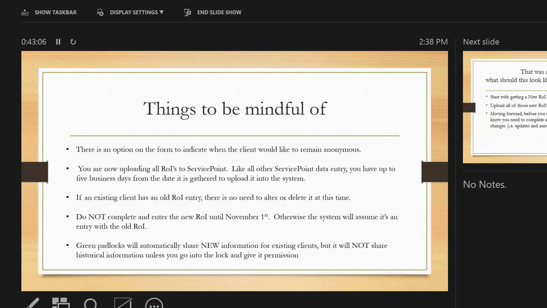And then last piece here, so green padlocks will automatically share new information for existing clients, and it'll share all information for new clients, but it will not automatically share historical information. So if a client does wish to share all their information with every HMIS agency, and they have historical information from your agency in the system, in order to share that, we have to manually go into the lock and give it specific permission to do so. So we'll go into those exact steps in a sec.